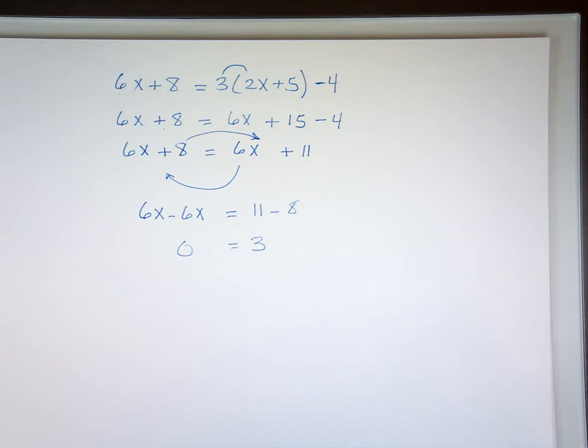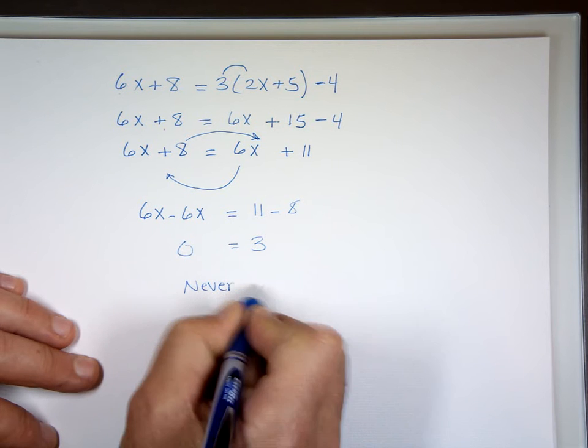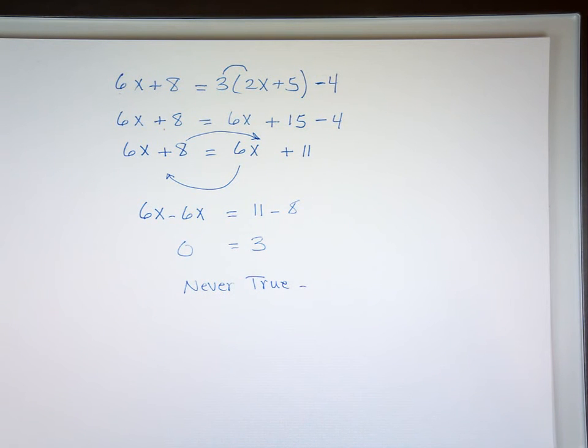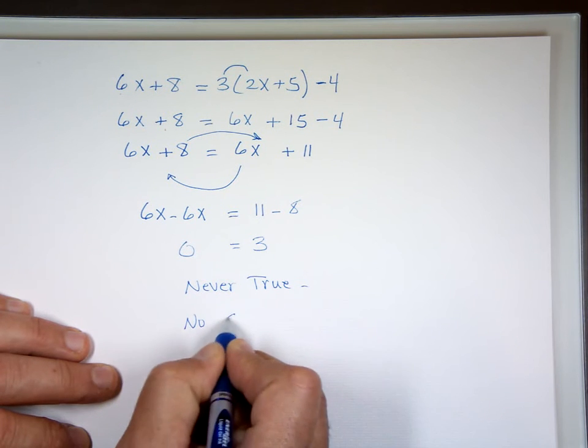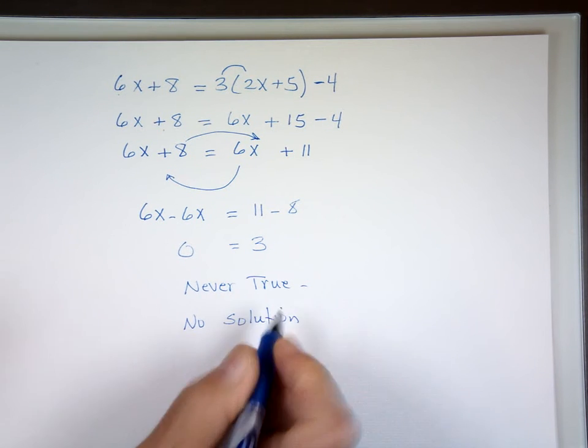How often have you looked in the math book and seen 0 equals 3? This will never be true. What does that mean? That means this problem has no solution. You will never find one number that, if you plug it in, makes the left side equal the right side.